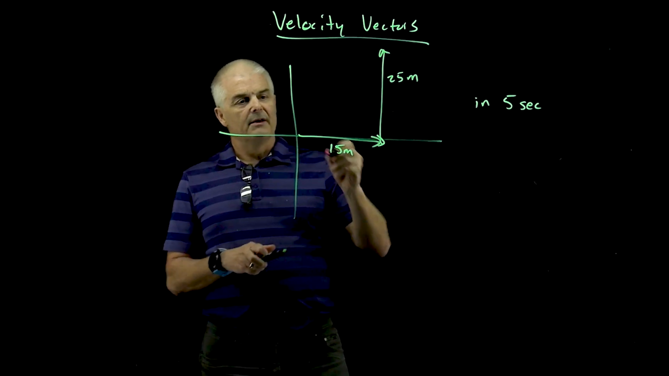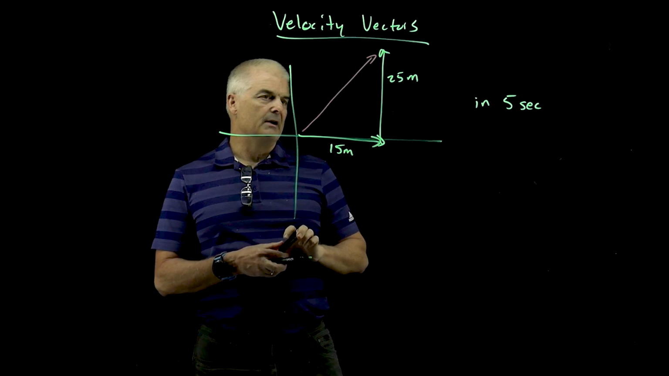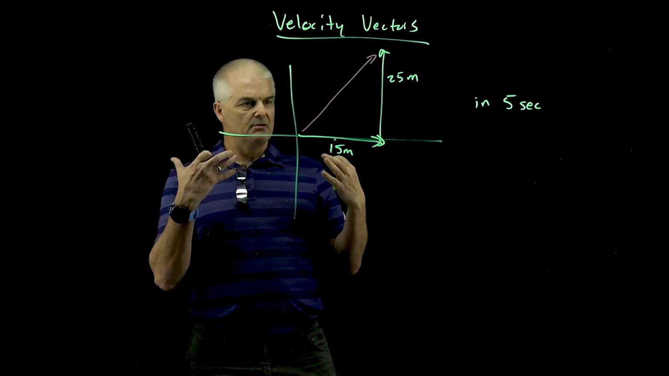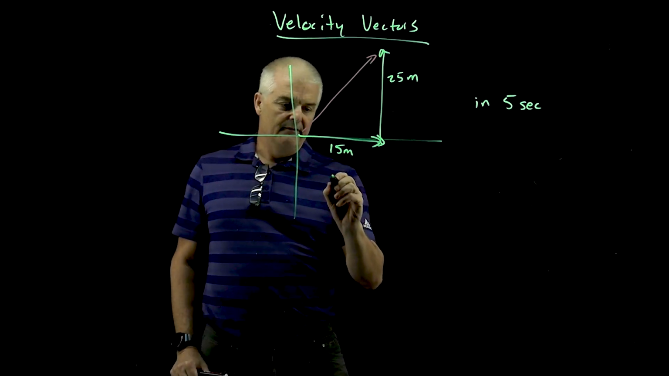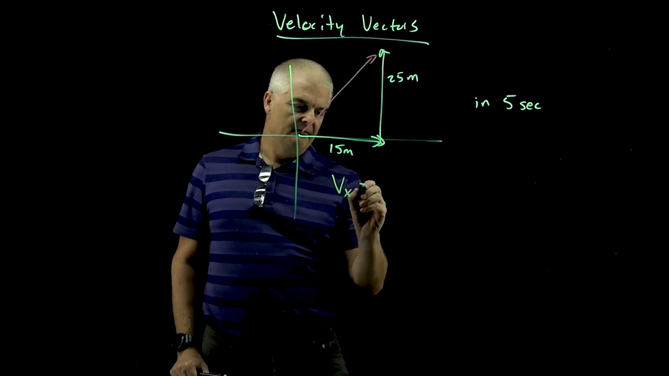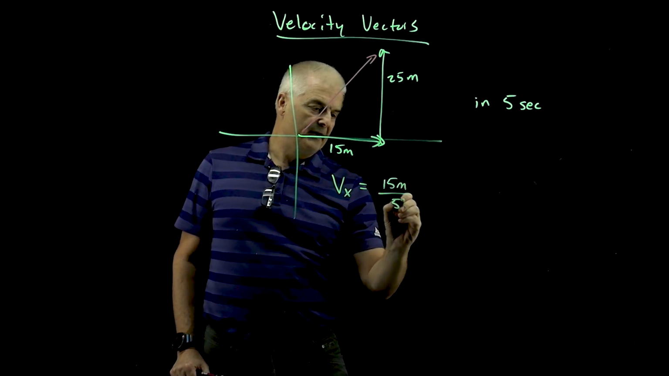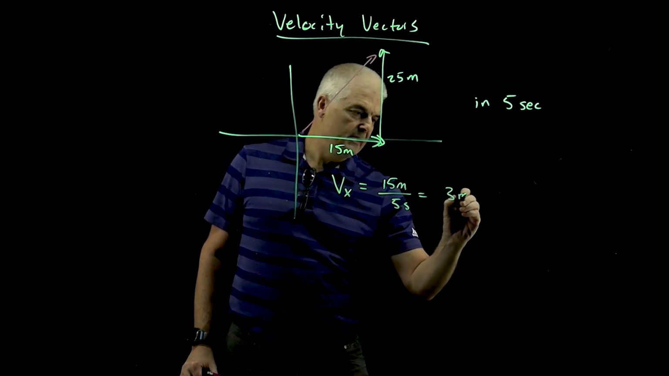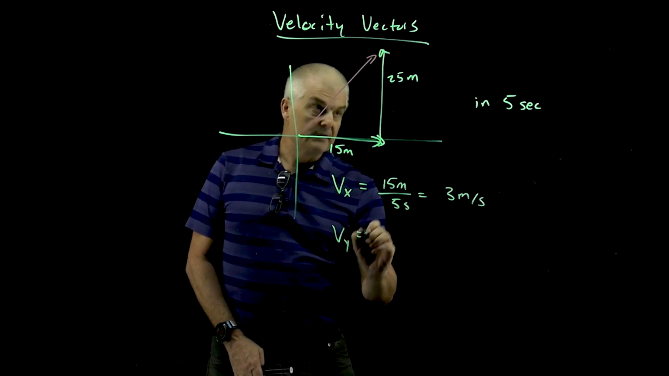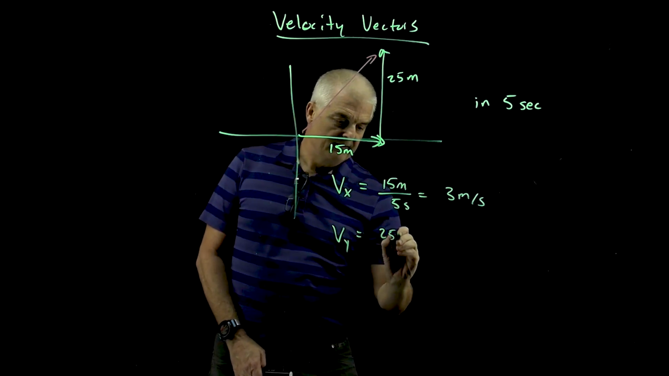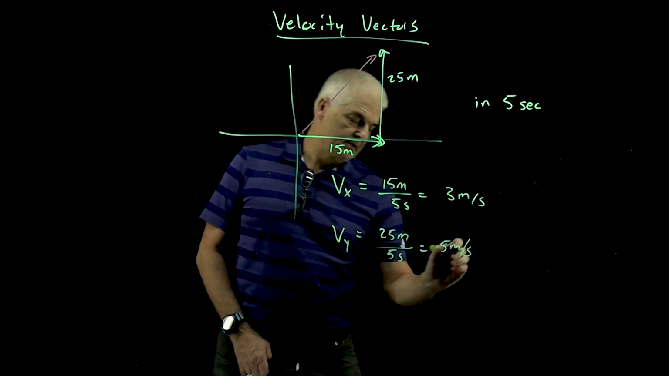Now you know that ultimately it's going to be the hypotenuse of this triangle that we're talking about. But what we're going to do is break it down into its components. Because remember, we've got a Vx, and Vx is going to be 15 meters divided by 5 seconds, which is 3 meters per second. Got it? Vy is going to be 25 meters divided by 5 seconds, which is 5 meters per second.